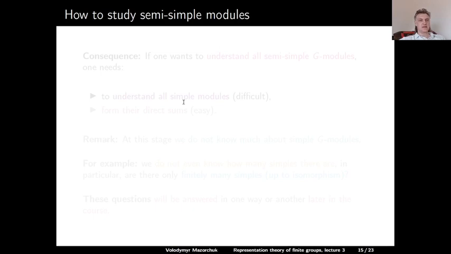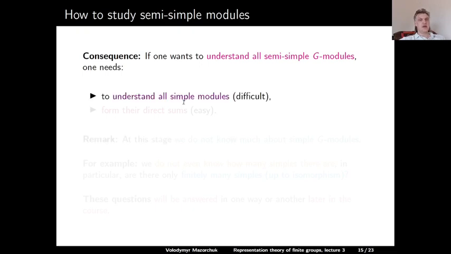So this gives us the following idea how to understand all semi-simple G modules. Semi-simple G modules are direct sums of simples, and such decompositions are unique. So if we want to understand semi-simple G modules, we need to understand simple modules, which is usually a difficult problem. And then we can form their direct sums. It's a very easy construction.